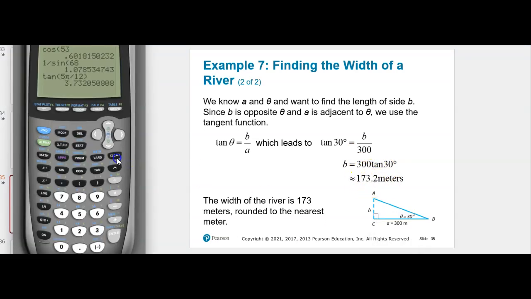And you're going to make sure you're in degree mode here, because that is 30 degrees. So you can go down to degree mode, enter 300 times the tangent of 30. There's my number, 173.2. The other thing you could do here is stay in radian mode always.